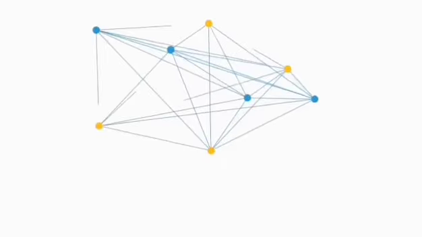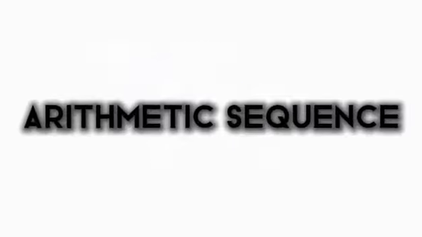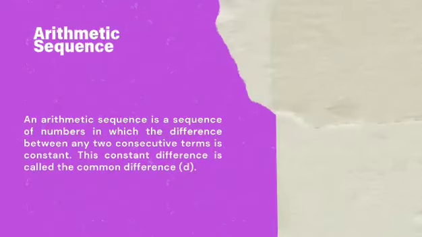Hi everyone, in today's video, I am excited to share with you a fascinating topic in algebra, and this is what we call the arithmetic sequence. An arithmetic sequence is a sequence of numbers in which the difference between any two consecutive terms is constant. This constant difference is called the common difference.